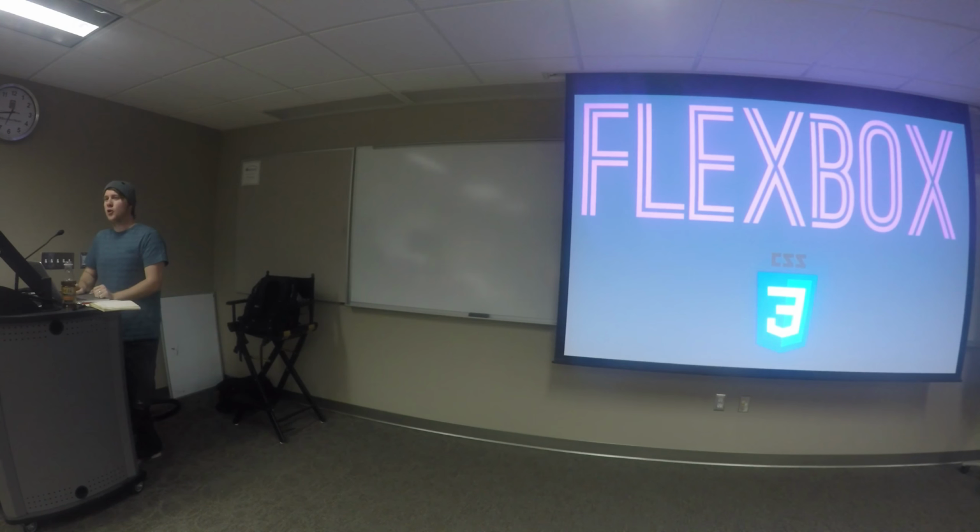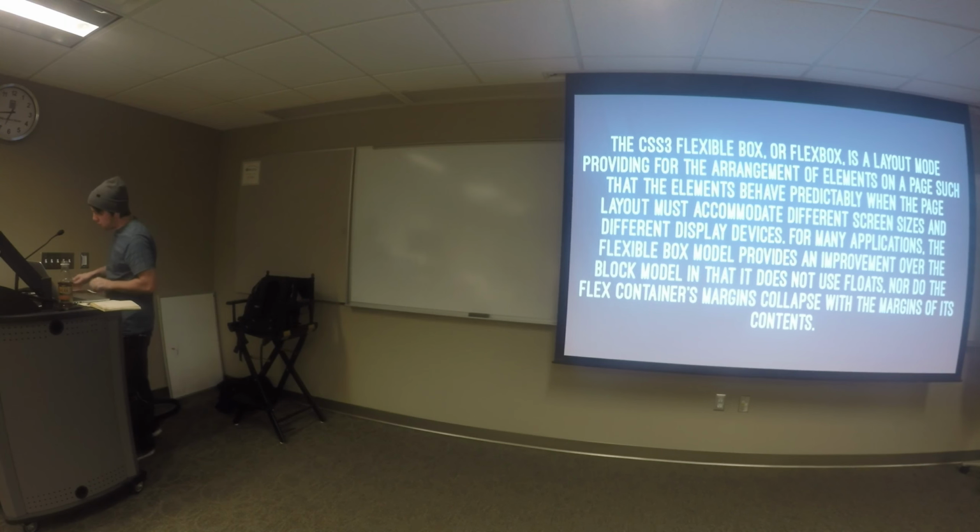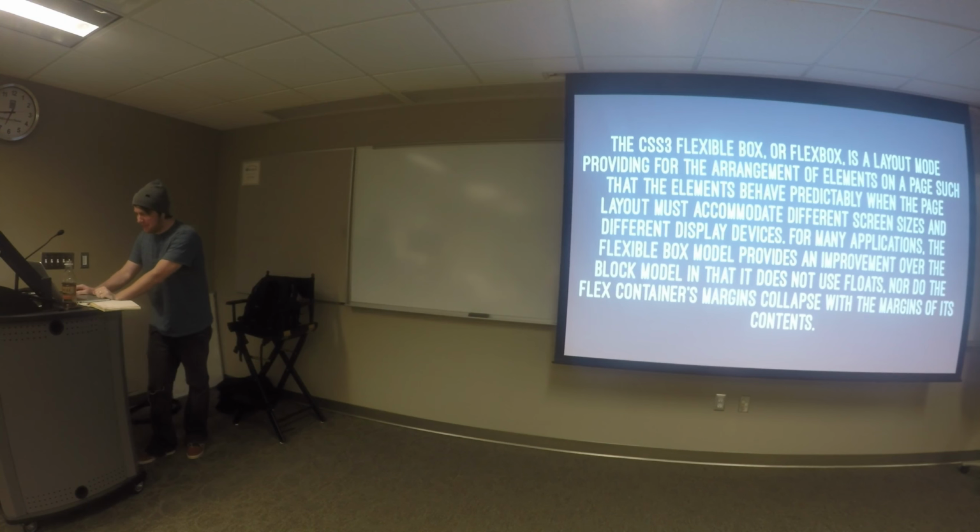The CSS3 Flexible Box, or Flexbox, is a layout mode providing for the arrangement of elements on a page such that the elements behave predictably when the page layout must accommodate different screen sizes and different display devices. For many applications, the Flexible Box model provides an improvement over the block model in that it does not use floats, nor do the container's margins collapse with the margins of its content. Did you catch that? All of it?